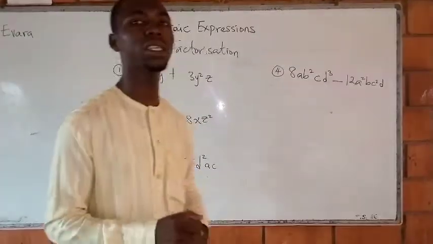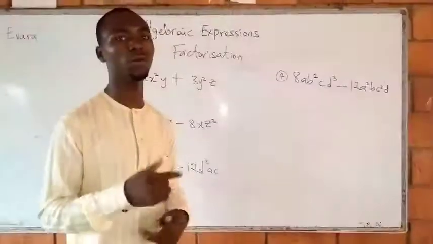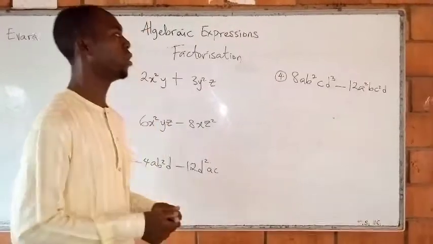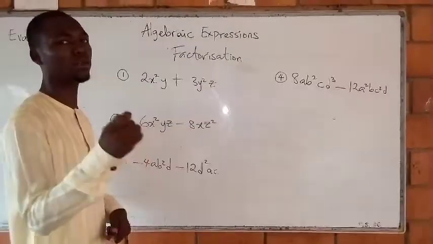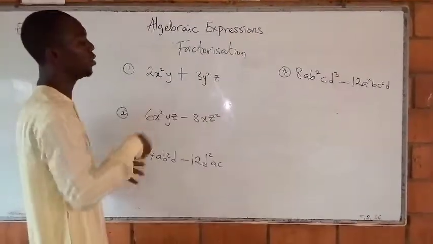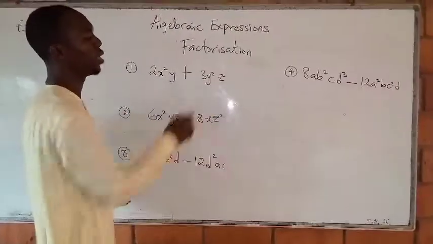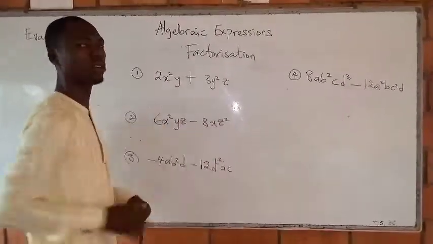Factorization, that is bringing out common factors of two or three or more terms. When you have an algebraic expression like this and you are asked to factorize, you simply look for what is common to the two terms. This is a term, this is another term. So we look for what is common to this term and this other term.